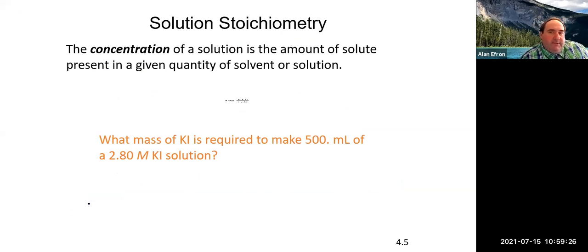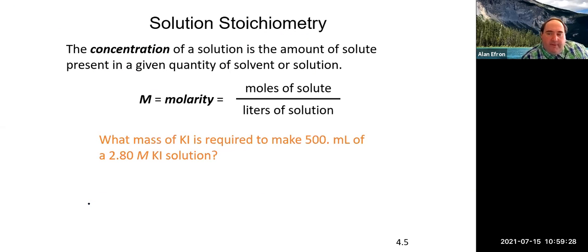So when we talk about solution stoichiometry, one really important thing that we deal with is what is known as molarity. Molarity is the most common definition of concentration that we use. Not the only one, there are a lot of other ones that we'll talk about, but molarity really is the big one that we see and use the most often. The molarity symbol is big M, and it stands for moles of solute over liters of solution.